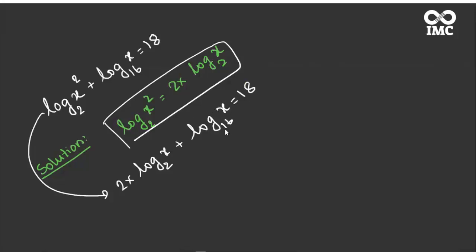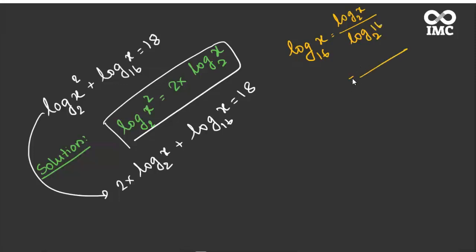Now we will convert log base 16 of x to base 2. So how can we convert it? Here I am converting log base 16 of x. If I want to convert this to base 2, we can write this term in that way. That will be log base 2 of x divided by log base 2 of 16.